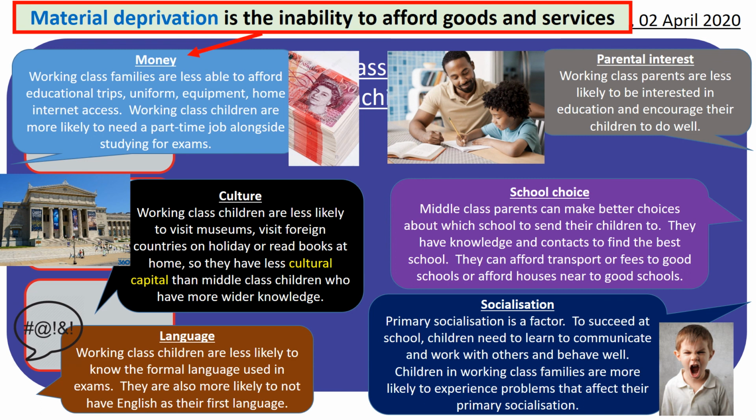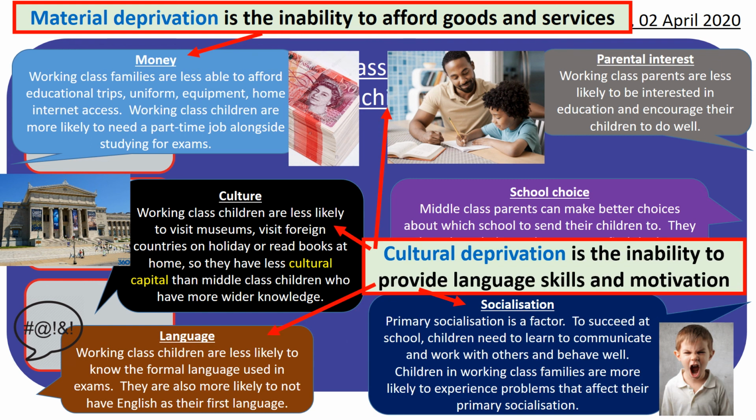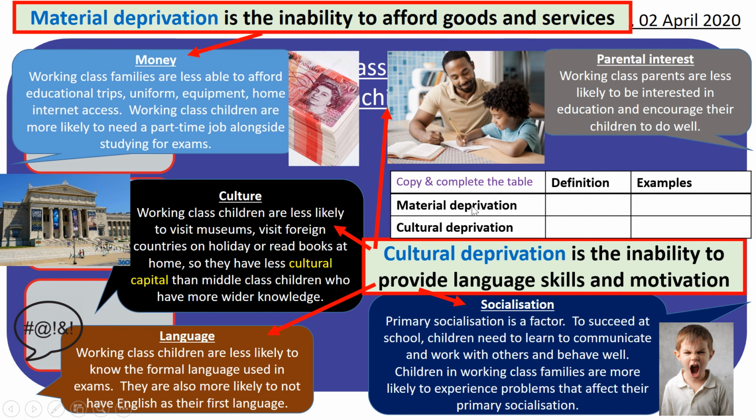You also need to know these key terms. Remember, material deprivation, the inability to afford goods and services, and cultural deprivation, the inability to provide language skills and motivation, and that covers all these areas of interest, cultural capital, language, and socialisation. I'd like you to pause the video and make sure you've got these down. Using these definitions, please write down material and cultural deprivation, the definition, and then use the pictures in the slide to help you fill in some examples. I'm going to leave you to pause the video and copy and complete that table.